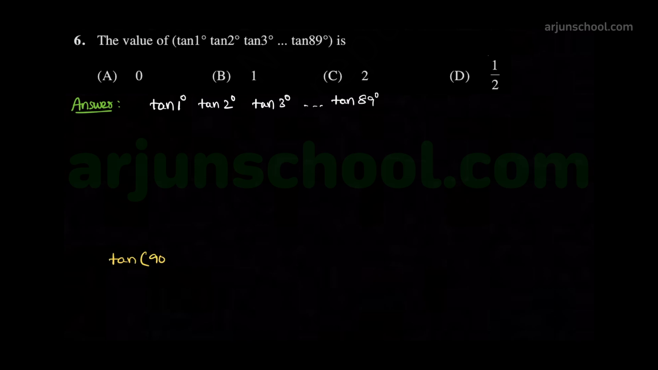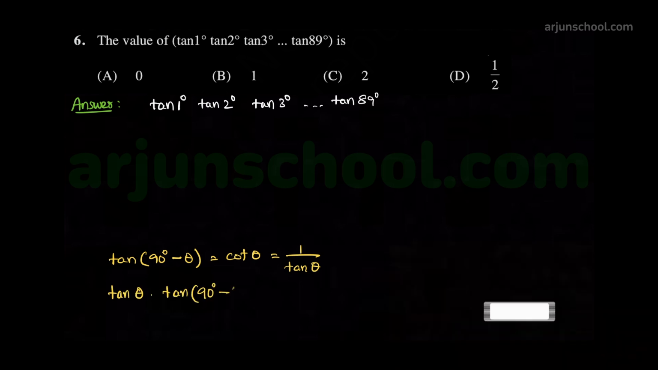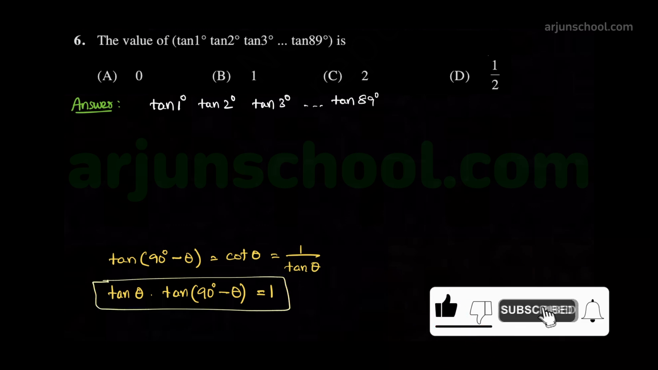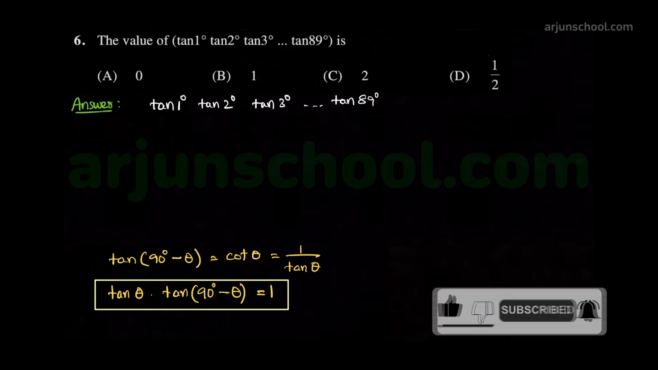We know that tan of 90 degrees minus theta is equal to cot theta, and cot theta in the reciprocal form is 1 by tan theta. Therefore, tan theta into tan 90 degrees minus theta can be written as 1. We shall use this equation and try to reduce the given expression.